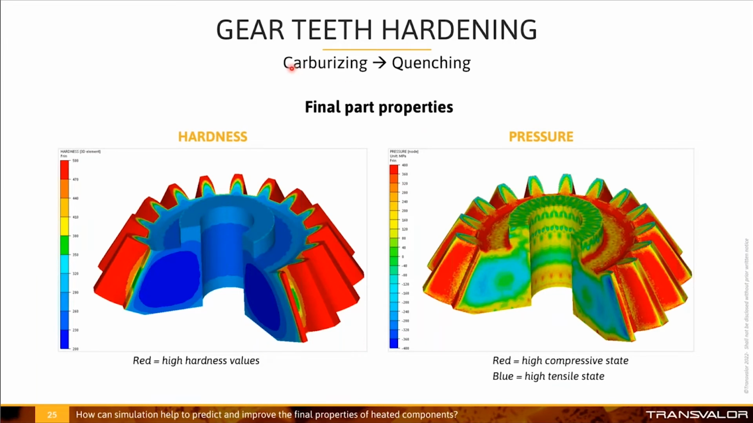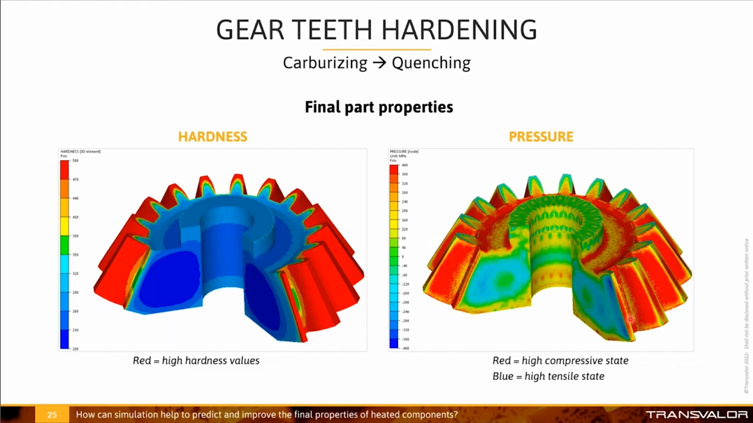Now we will see the results after carburizing, when we make a quenching, and now we are analyzing the final part properties. Here we see the hardness. We can check that we have a high hardness of 500 Vickers on the surface of the part. The core of the part is staying ductile.